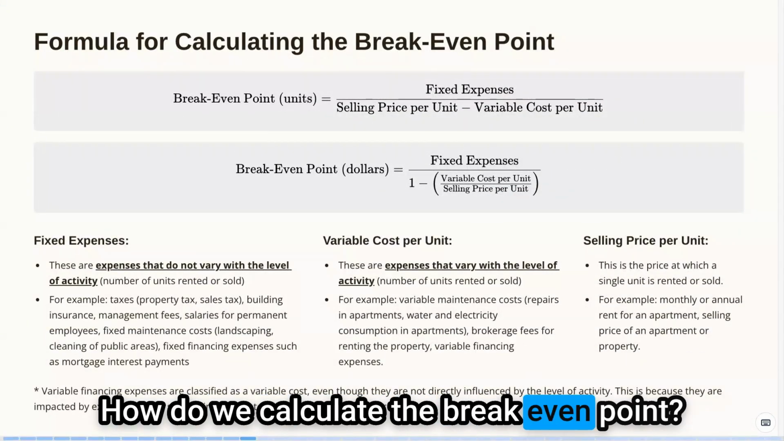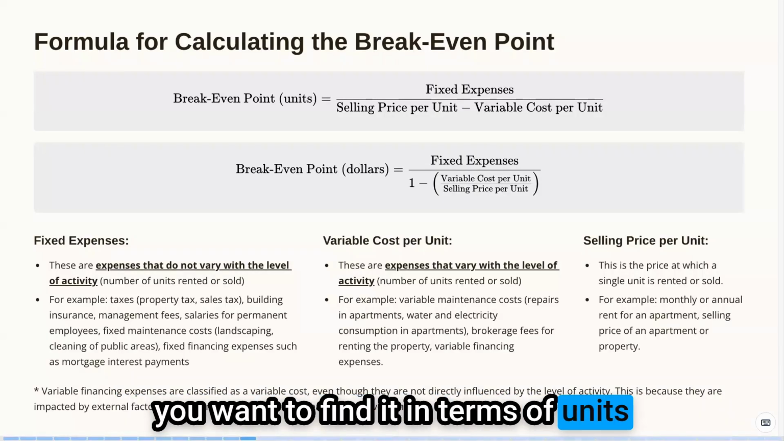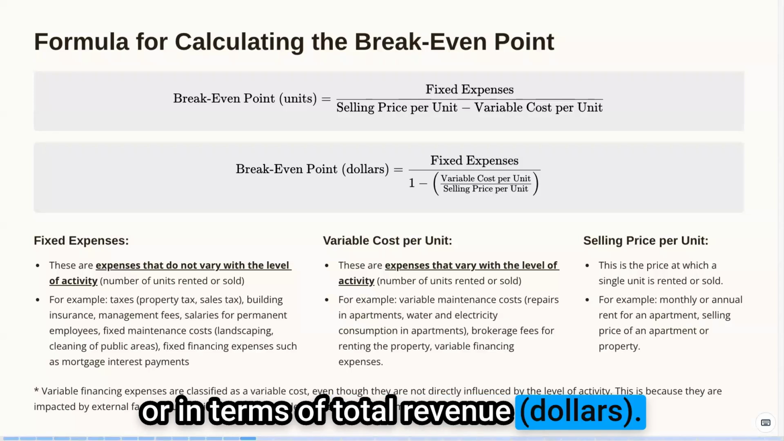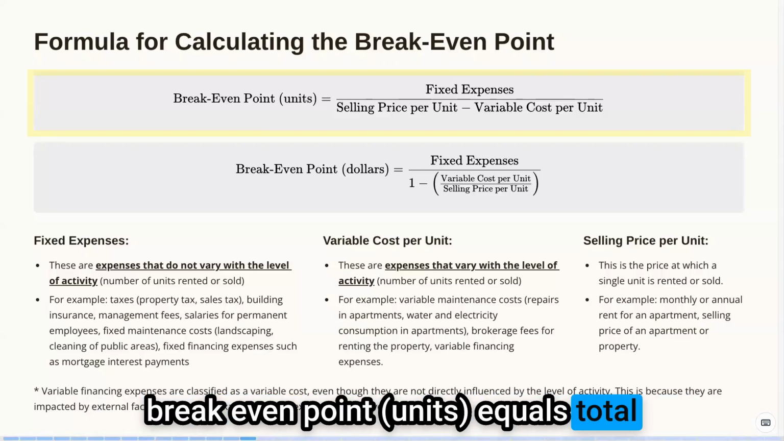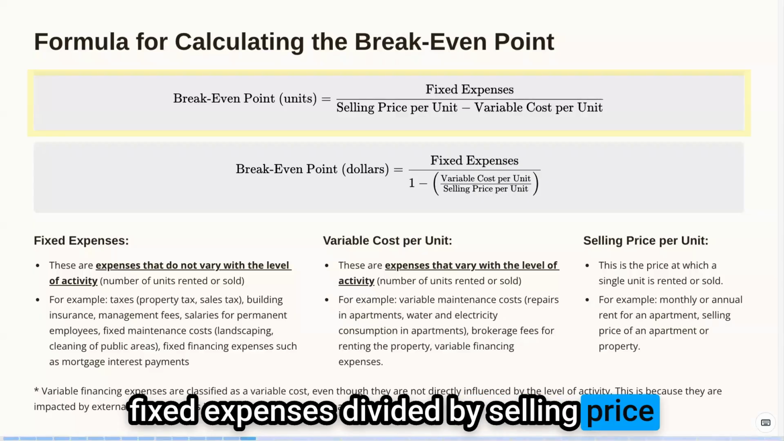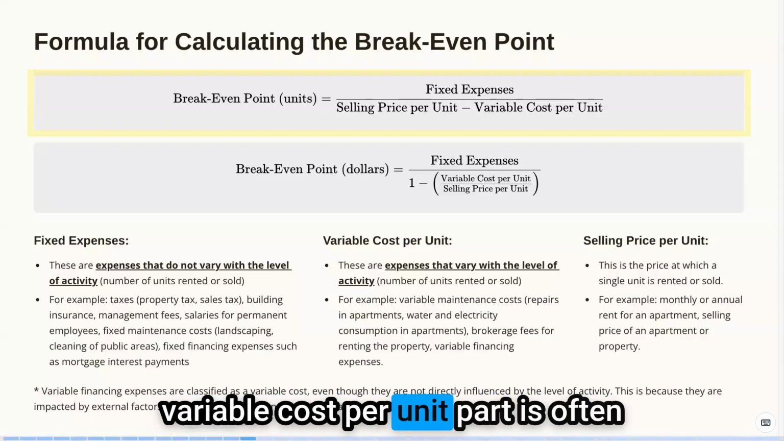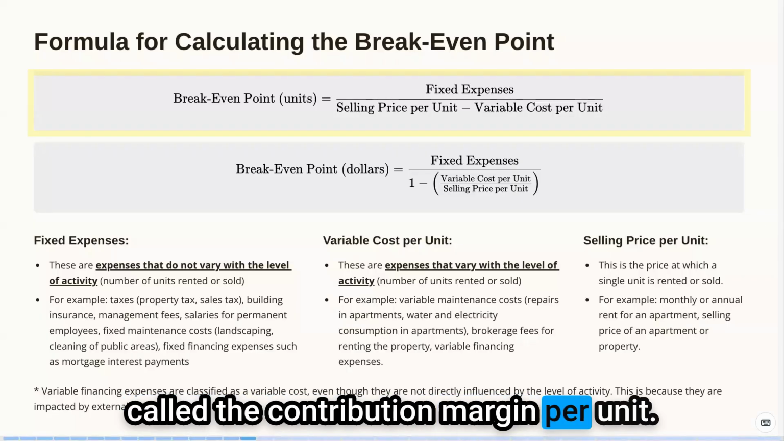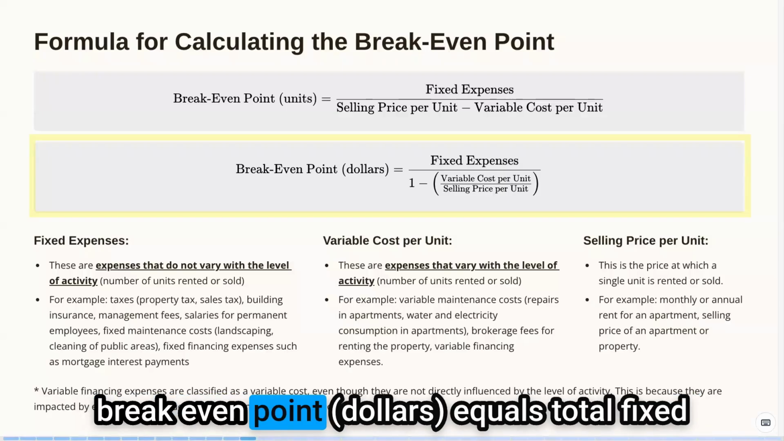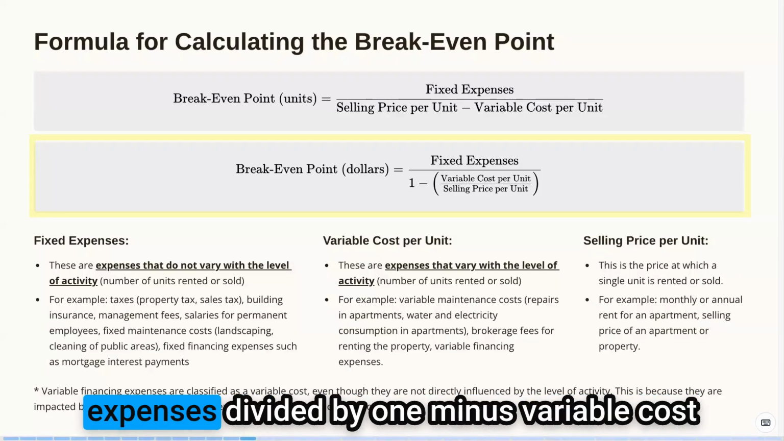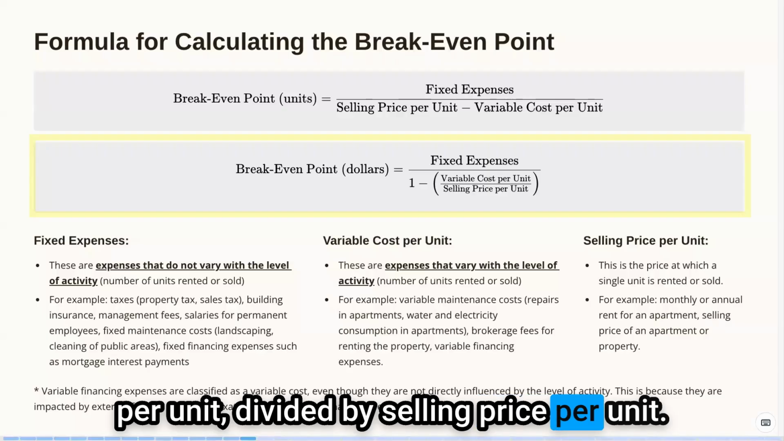How do we calculate the break even point? There are formulas to calculate the break even point, depending on whether you want to find it in terms of units or in terms of total revenue, dollars. The formula for a break-even point in units is: break-even point units equals total fixed expenses divided by selling price per unit minus variable cost per unit. The selling price per unit minus variable cost per unit part is often called the contribution margin per unit. The formula for break-even point in dollars is: break-even point dollars equals total fixed expenses divided by 1 minus variable cost per unit divided by selling price per unit.